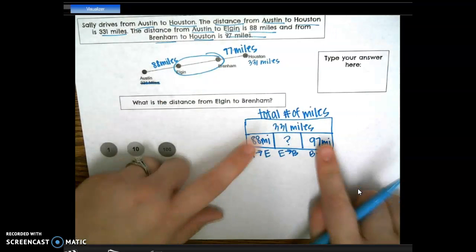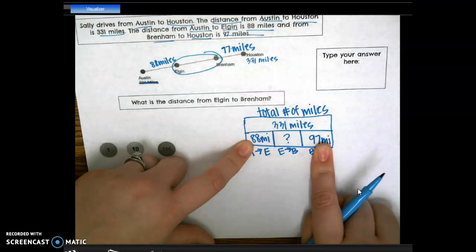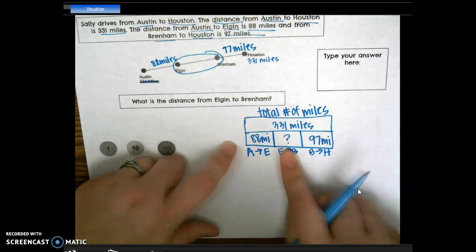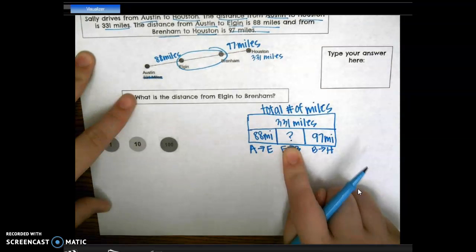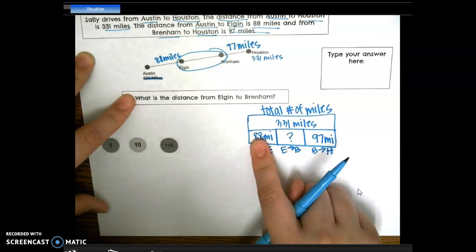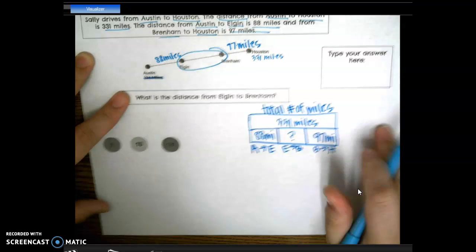Okay, I have 2 parts of my whole, but I have 3 parts in total. So I have 2 parts of my whole, but I'm still missing a part. How are we going to solve this problem? What you're going to do is add what you already know. So I already know that I have 88 and 97.